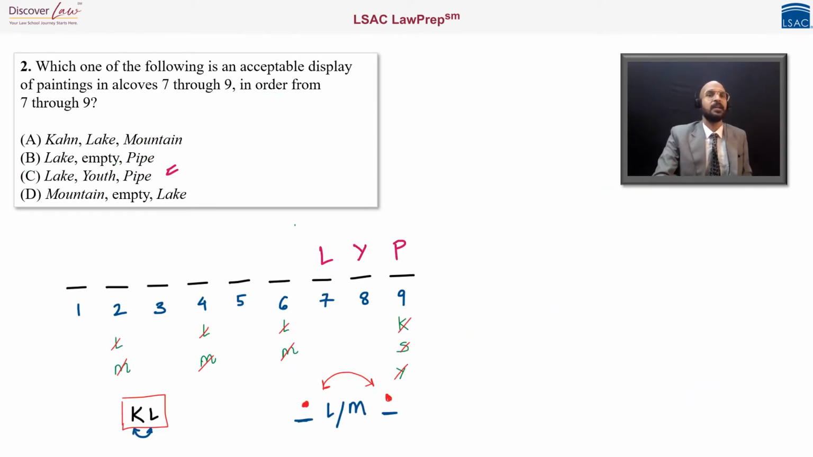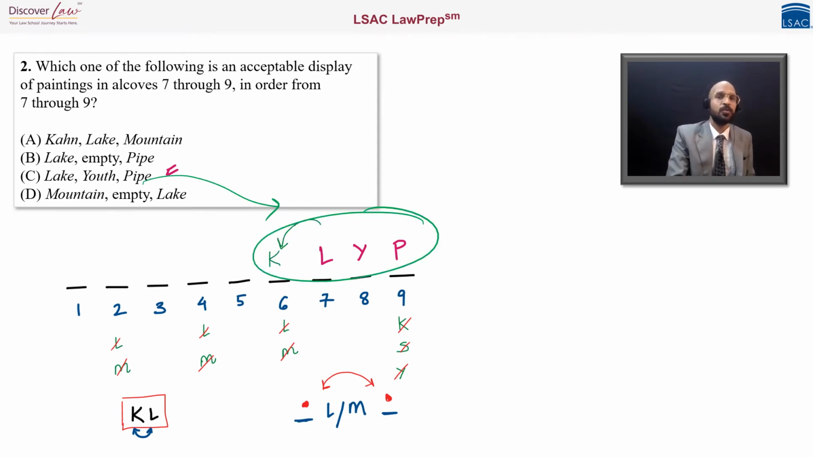Option C, it says L, Y, and P. Do you see any issues here? Well, you know that K and L have to always be together, which means that if L is here and Y is here, then this is the only spot that is left for K.